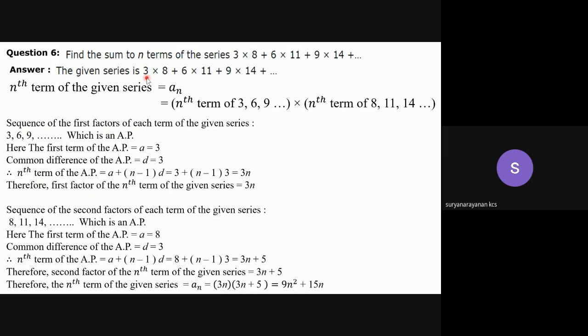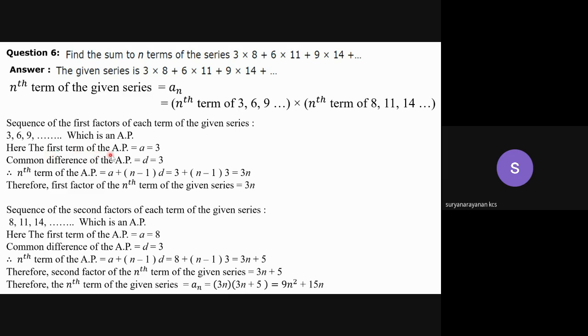Observe the first factors in each term of the series. See here, in the first term, the first factor is 3. In the second term, the first factor is 6. In the third term, the first factor is 9. So we have 3, 6, 9 and so on. Now, if you observe this sequence of numbers, it forms an arithmetic progression. If it is an arithmetic progression, we can find the nth term if we know the first term and common difference. Yes or no?